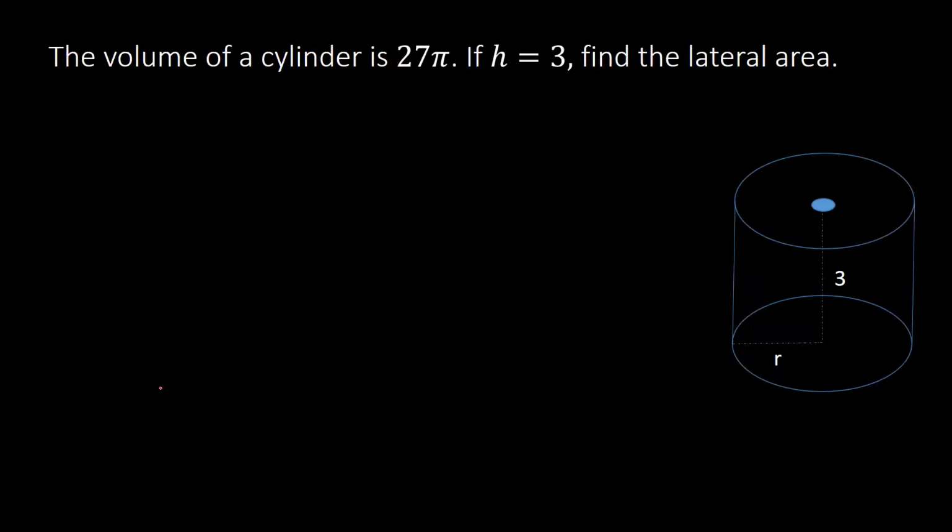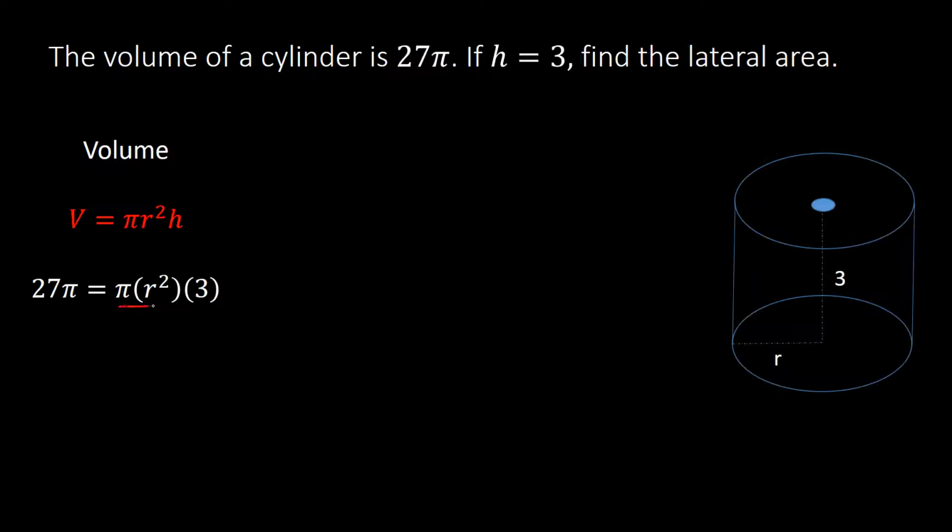In this example, you're given the volume and you're given the height, and the question is to use that information to find the lateral area. Well, what I can do to begin with is use the volume and the height to find the radius. So the volume formula is pi r squared h. I can plug in an h of 3, and the volume is 27 pi. So when I plug those in, I can then solve this for r.